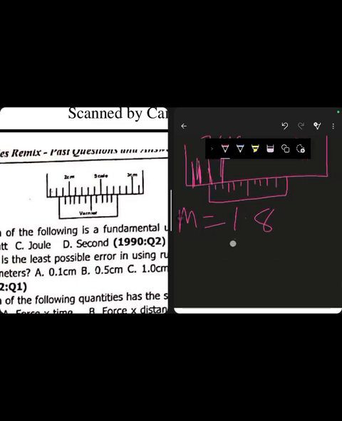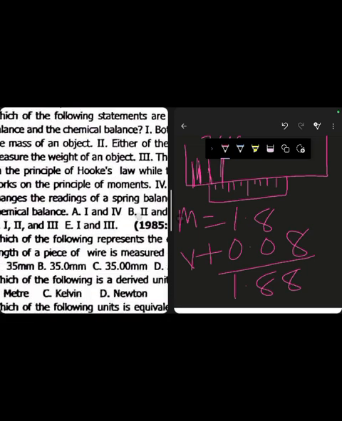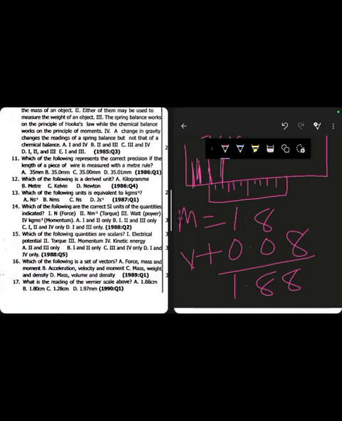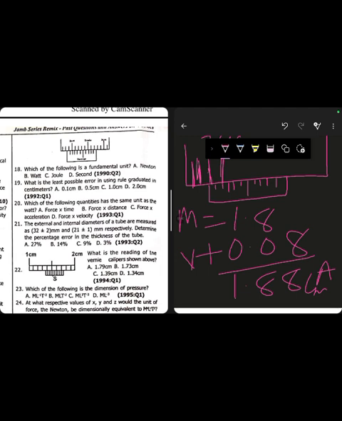Now don't forget your vernier scale is 0.01 centimeters, right? So that will be 0.08. Adding main scale plus vernier scale will be 1.88, which will give me, what option? Option A, 1.88 centimeters.